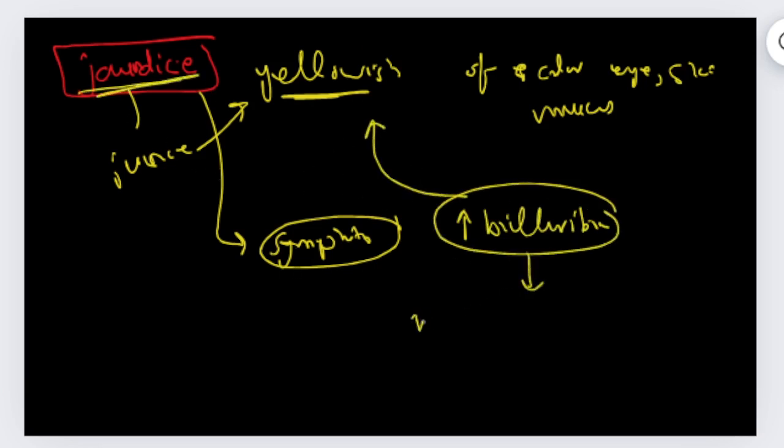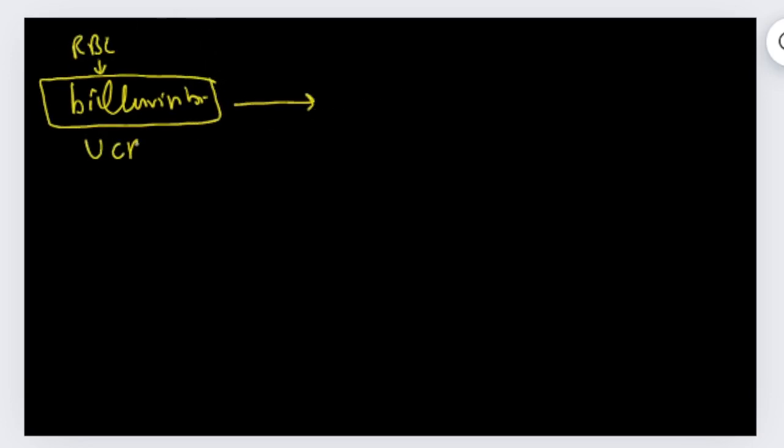Now we will explain how bilirubin increases in the body. We have already explained that bilirubin is formed from the red blood cell. The red blood cell is converted to unconjugated bilirubin, and this is converted to conjugated bilirubin.